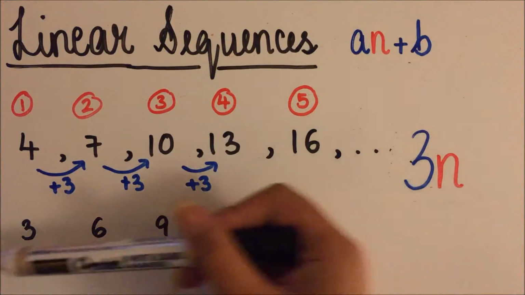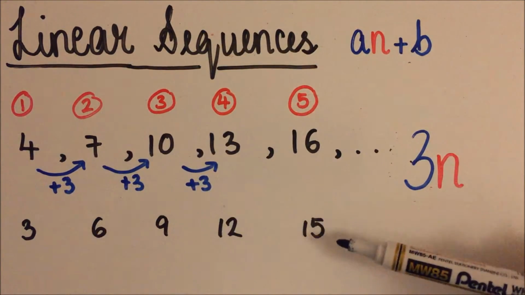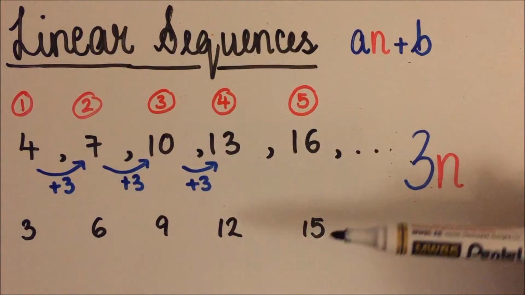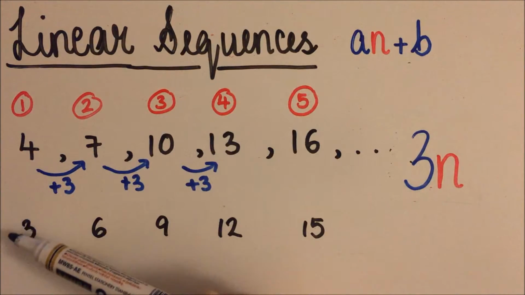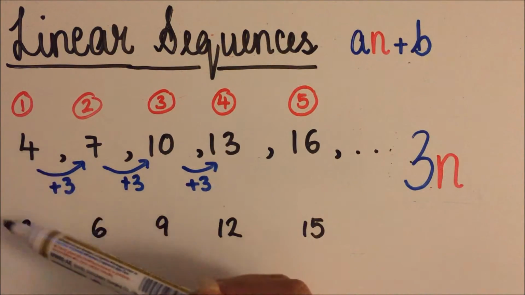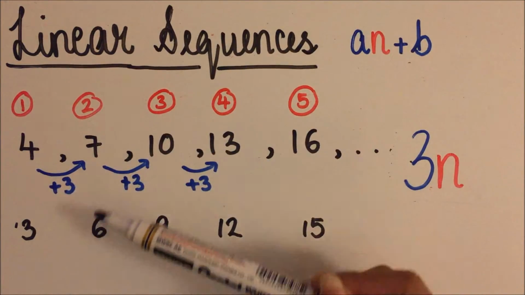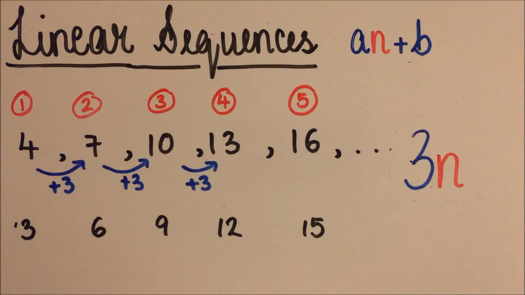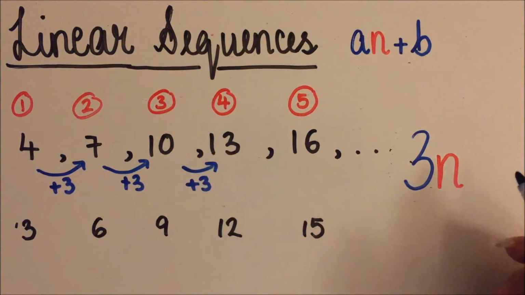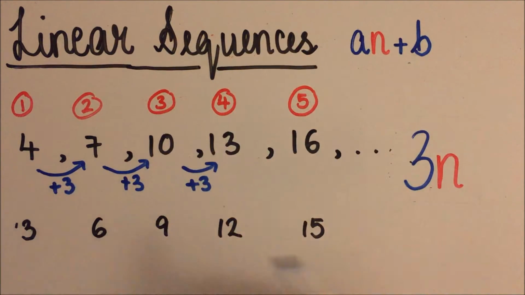So then you compare these two and you say, how do you get from this to the main sequence? Well, the difference seems pretty obvious every single time. You just need to add 1. So to get from 3 to 4, you add 1. To get from 6 to 7, you add 1. To go from 9 to 10, you add 1, and so on. So you've already got your 3n because of the difference.